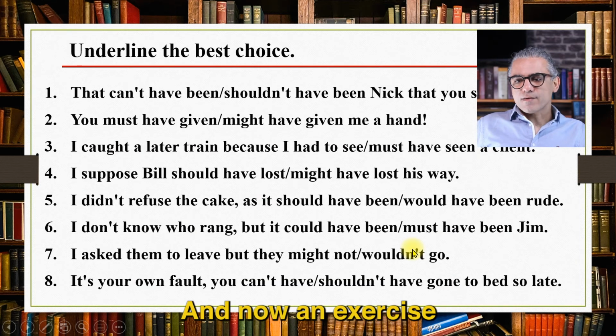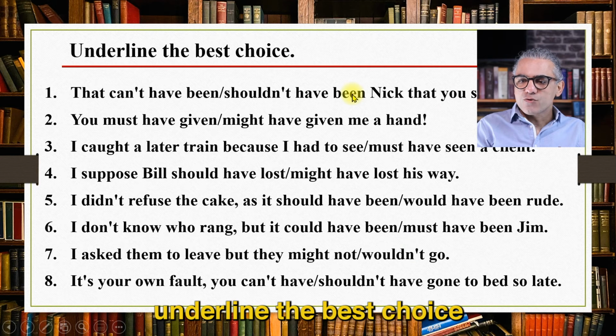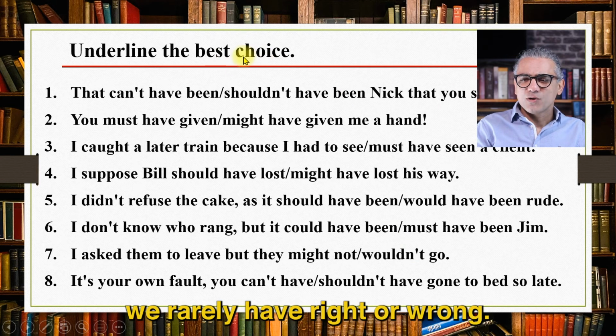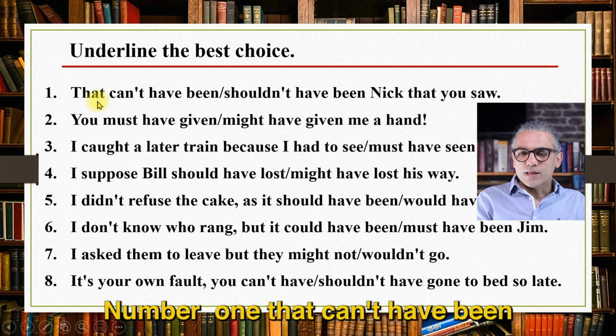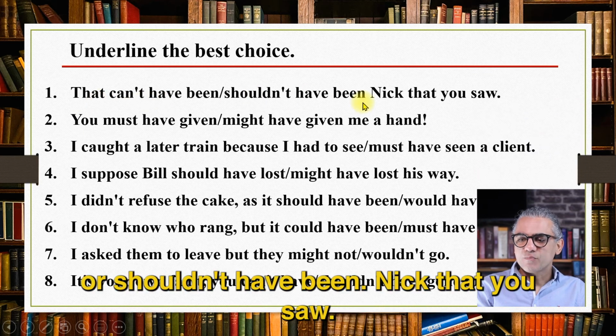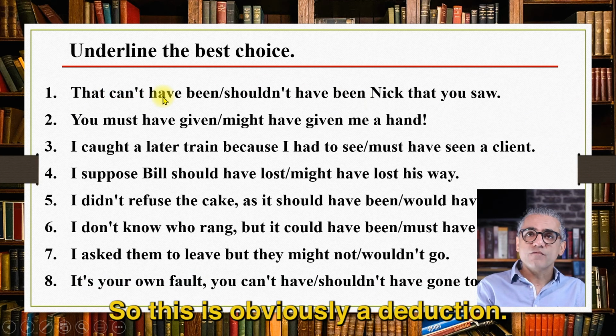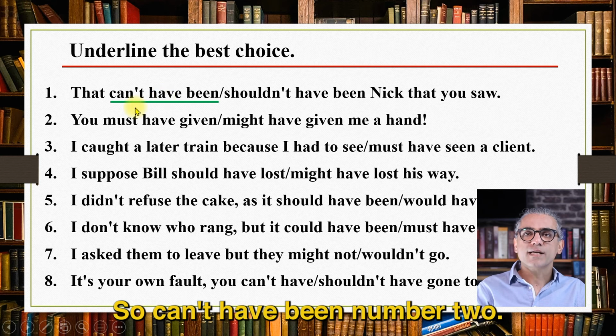And now, an exercise. Underline the best choice. Again, in advanced grammar, we rarely have right or wrong. We have a good choice and a best choice. Number one, that can't have been or shouldn't have been Nick that you saw. This is obviously a deduction, so can't have been.